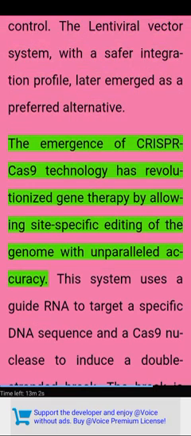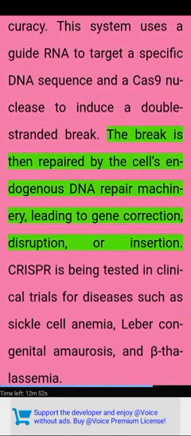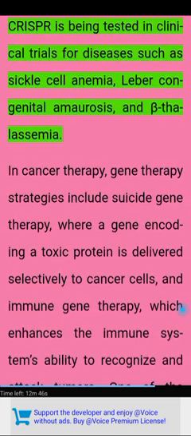The emergence of CRISPR-Cas9 technology has revolutionized gene therapy by allowing site-specific editing of the genome with unparalleled accuracy. This system uses a guide RNA to target a specific DNA sequence and the Cas9 nuclease to induce a double-stranded break. The break is then repaired by the cell's endogenous DNA repair machinery, leading to gene correction, disruption, or insertion. CRISPR is being tested in clinical trials for diseases such as sickle cell anemia, Leber congenital amaurosis, and beta thalassemia.